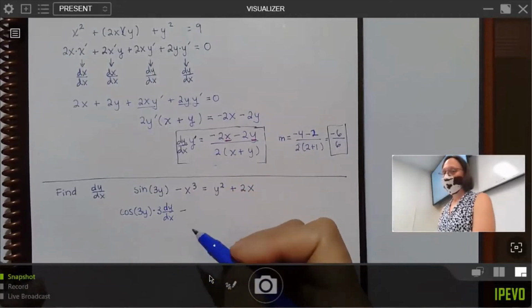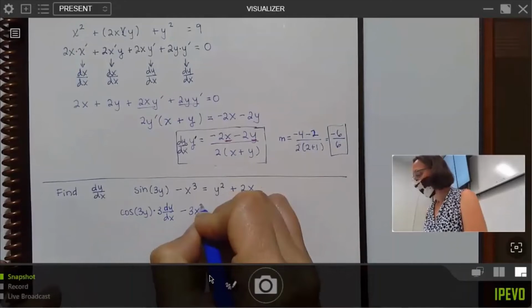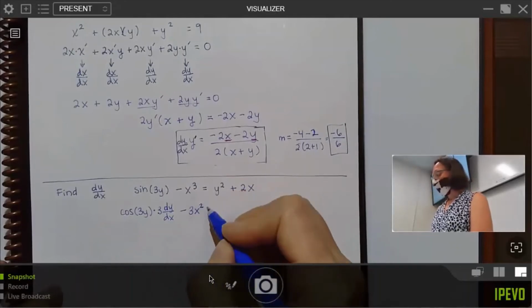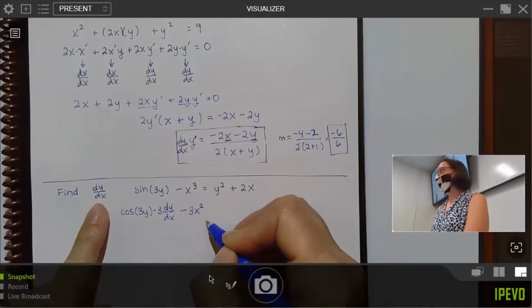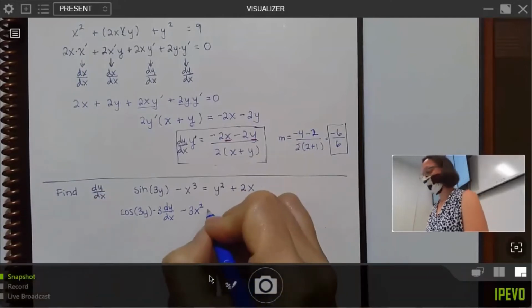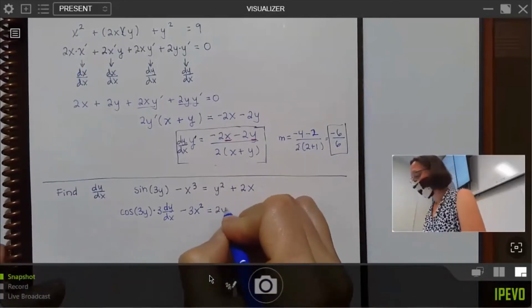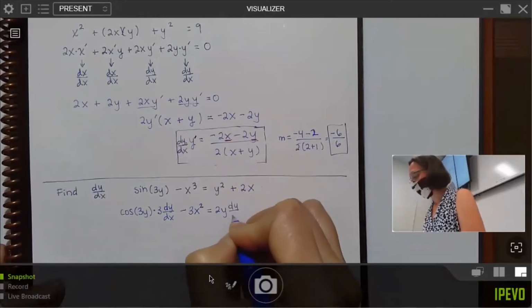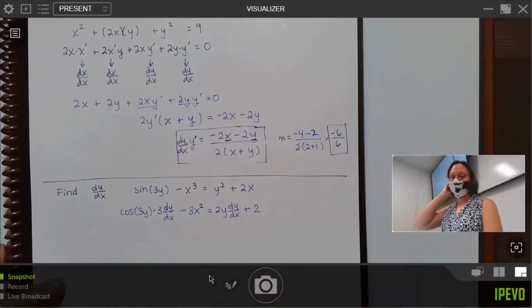Derivative of x cubed, I'm going to get 3x squared. I would write dx/dx, but I know that I'm doing it with respect to x, so I'm not going to worry about that. It would just be equal to 1. Derivative of 2y, I'm going to end up with 2y dy/dx, and the derivative of 2x is going to be 2.